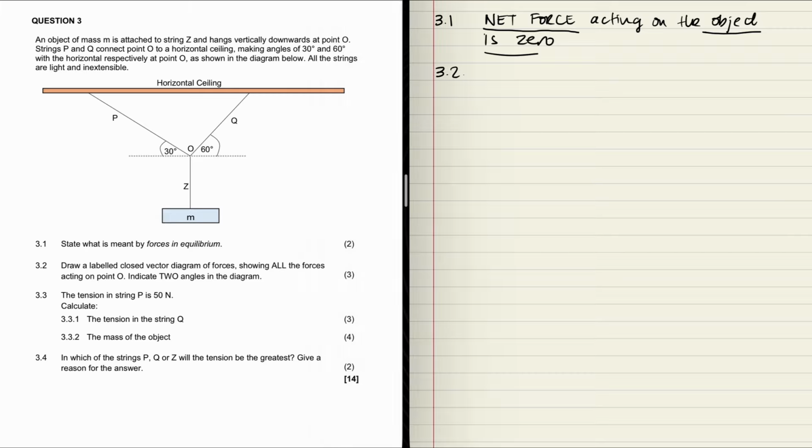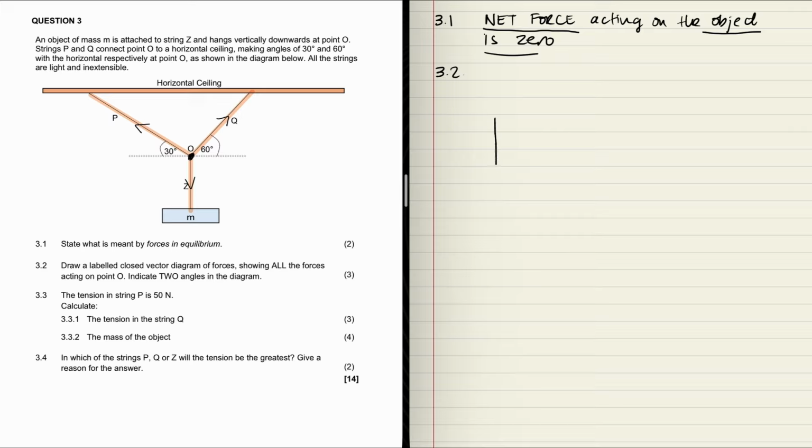So the forces are going to come from the following lines. So this line, and this line. So if we are drawing the forces acting on this point, P is a rope, and there's going to be tension in that rope, and tension points away from the object. So it's going to go this way. Similarly for Q, it's going to go that way, and for Z, it's going to go down. Using those 3, we need to draw a triangle.